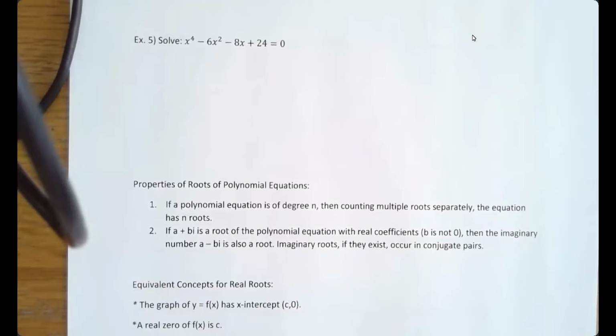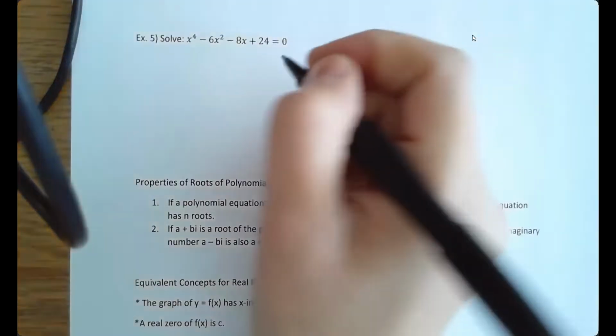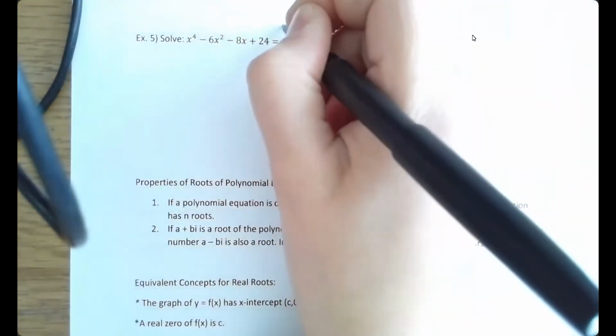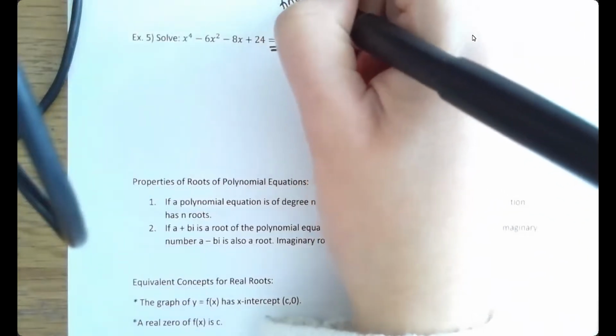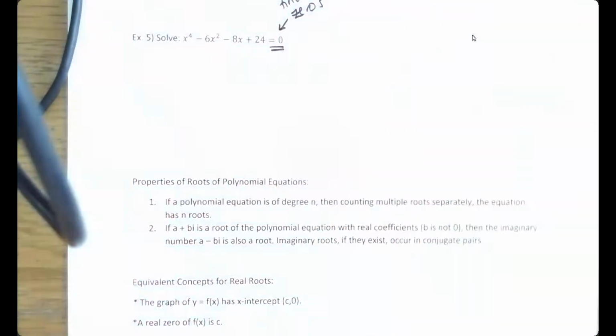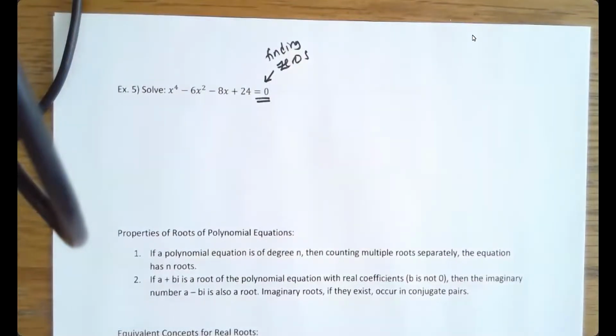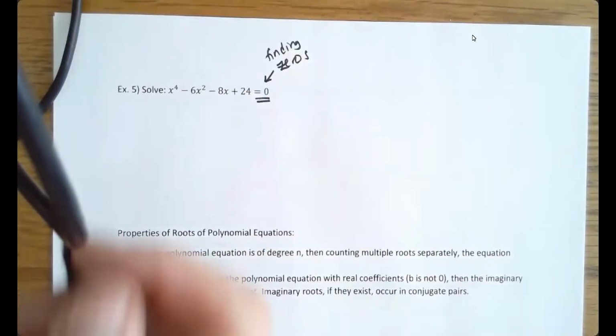So notice that the question is worded differently, right? It doesn't say to find the real zeros, or to find the zeros, but it asks us to solve. But notice that it's equal to 0 here. So if it's equal to 0, this is the same thing as finding the zeros. So we can start the same way by listing our possible rational zeros.